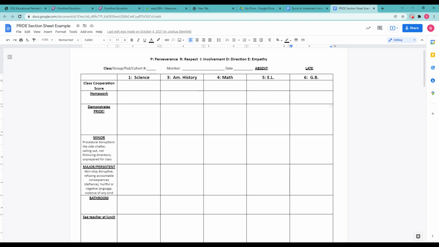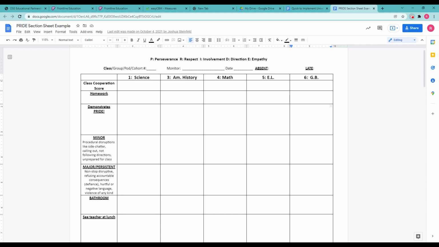First, we have a class cooperation score at the top. Each class could be given a grade 1 through 5, 5 meaning they had a great period and everyone did what they were supposed to do. 1, they had a not a terrible period where nothing was accomplished. And over the course of the week, there can be goals set and acknowledgments provided for the whole class when they are able to meet those goals.